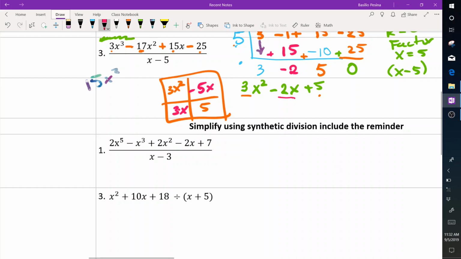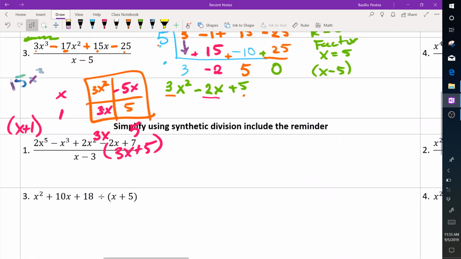Next, you find out what they have in common horizontally. So they both have in common an x. They both have in common nothing, so it must be a 1. And here they both have in common a 3x, and this one a 5. So we can rewrite this as x plus 1 and 3x plus 5. So this should be our entire answer. This got factored into x plus 1 and, whoops, 3x plus 5. Don't forget the other term that we did with synthetic division that goes here as well. This is your factored form.